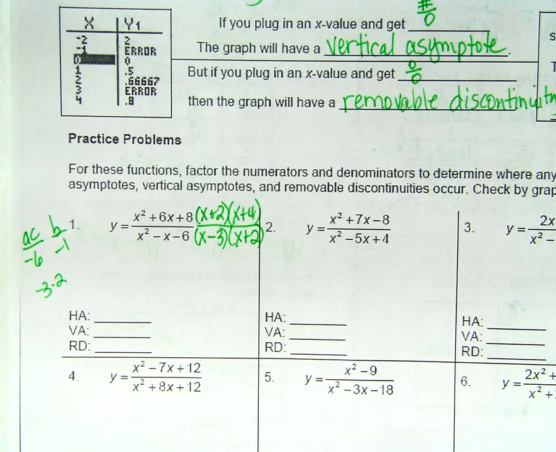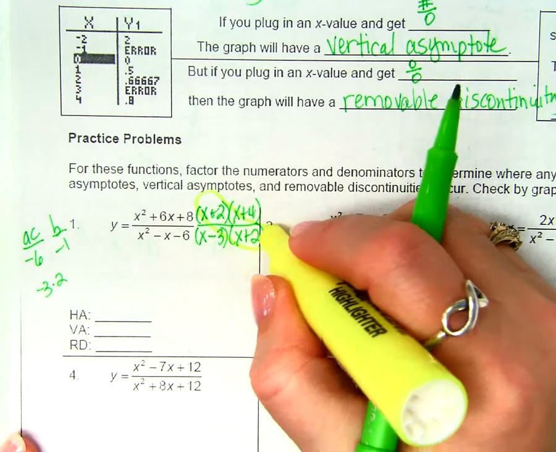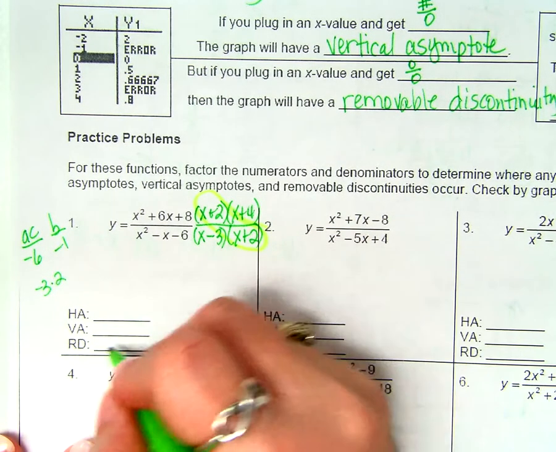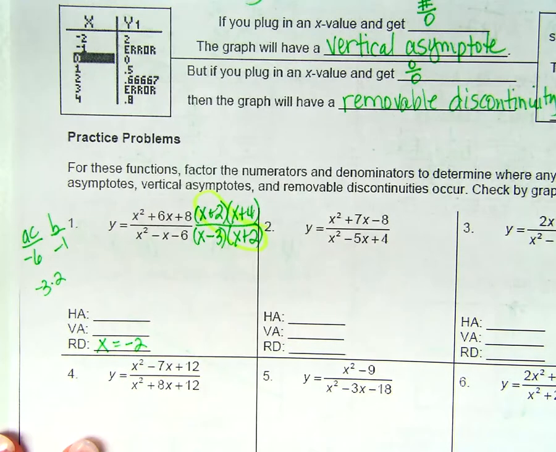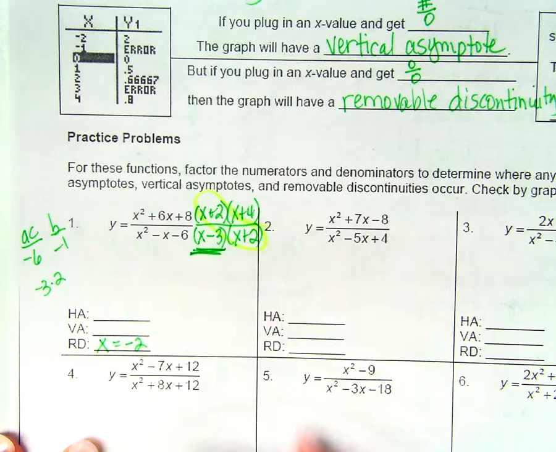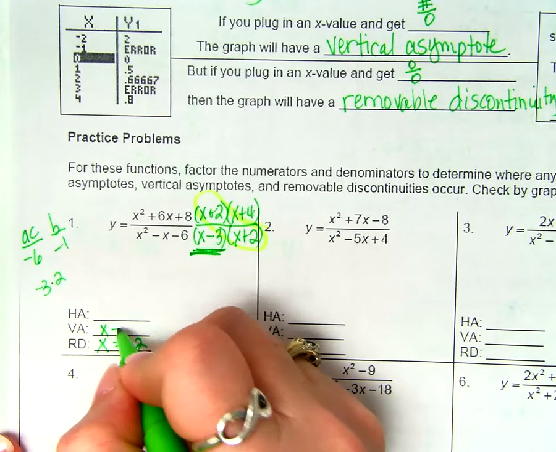So what do you notice here? Look. What do you notice right there? That happens in the numerator and the denominator. Set it equal to 0 to find your removable discontinuity. X equals -2. The other factor in the denominator, you set that equal to 0 to get the vertical asymptote.